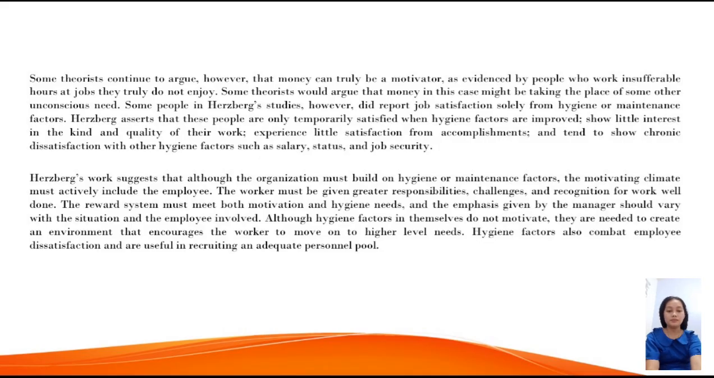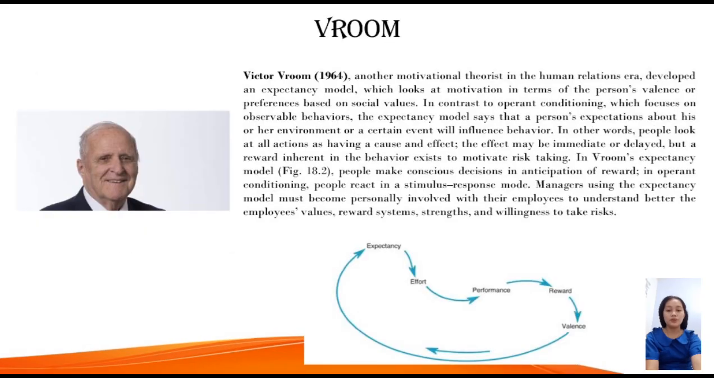Victor Vroom, in 1964, another motivational theorist in the human relations era, developed an expectancy model which looks at motivation in terms of the person's valence, or preferences based on social values.